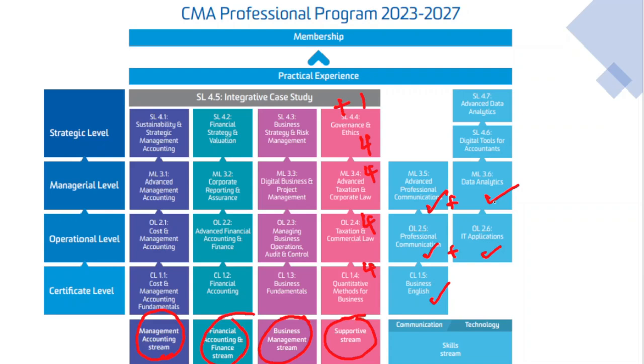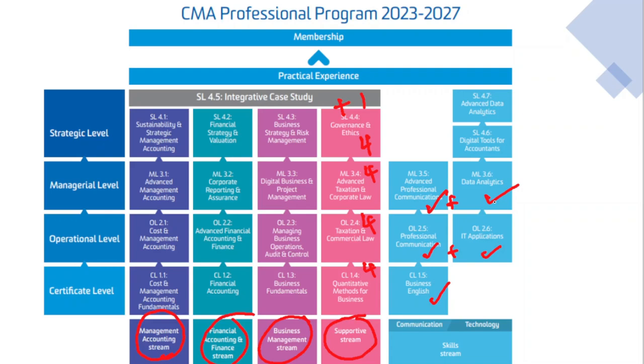And thereafter, at strategic level, there's going to be no more subject focus on the communication, but the entire focus is going to shift towards IT, where you have two subjects, digital tools for accountants as well as advanced data analytics.